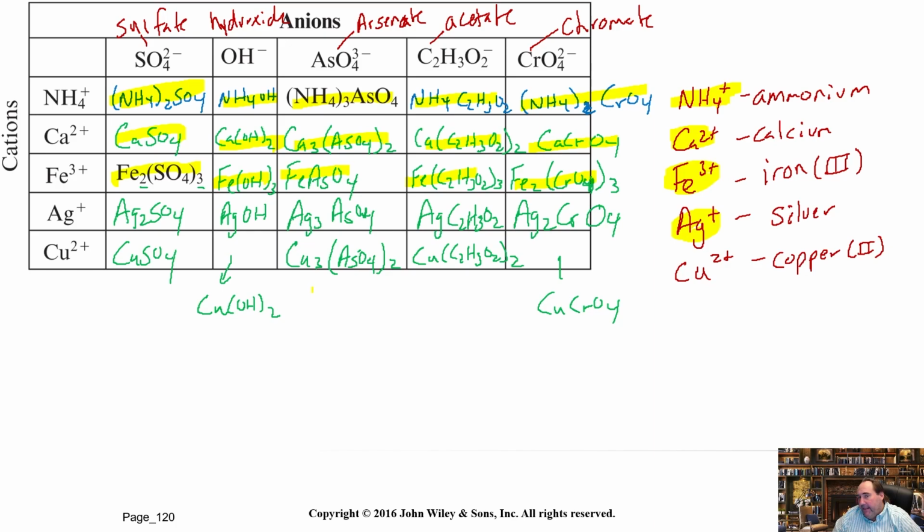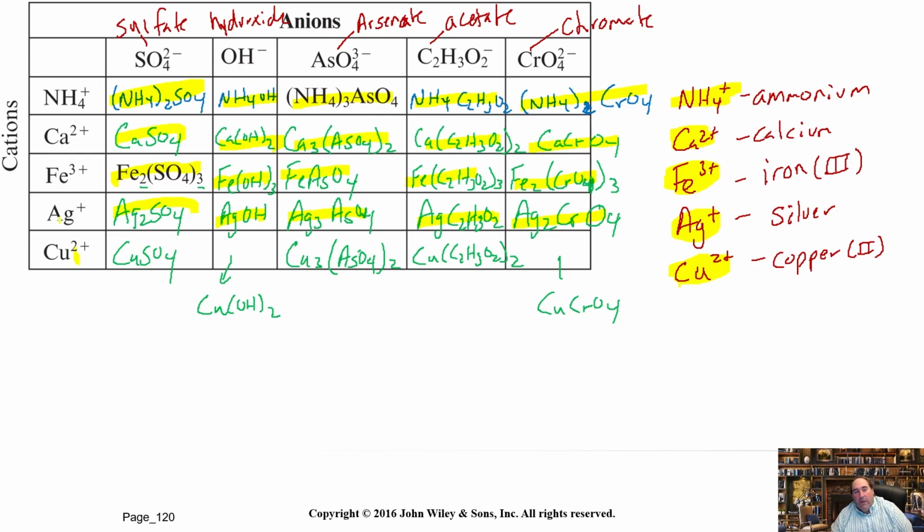Silver, type 1, exception of a transition metal. That means that this would be called silver sulfate, no Roman numeral. Silver hydroxide, silver arsenate, silver acetate, silver chromate. Lastly here, copper with a Roman numeral 2, because it is a type 2 compound.